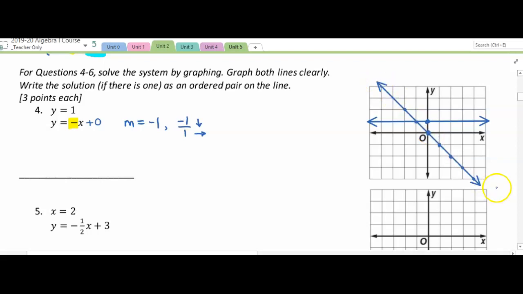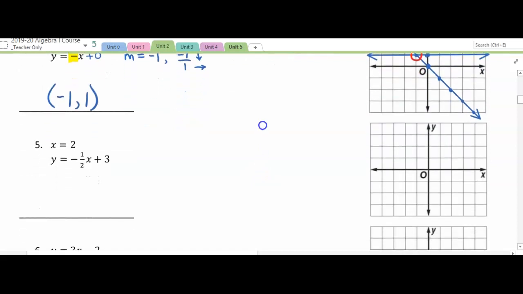And you can see that the solution is right here. The solution to this system is negative 1, 1. That's the name of that ordered pair. If y equals a number is a horizontal line, x equals a number is going to be a vertical line. So I'm going to go over where x equals 2, and I'm going to draw a vertical line.